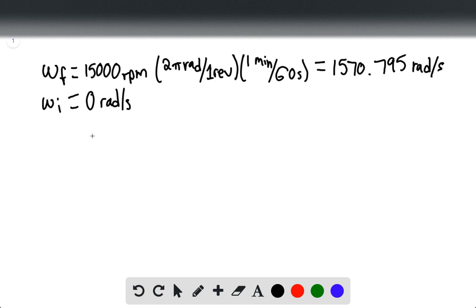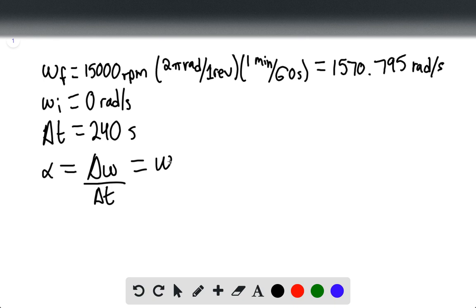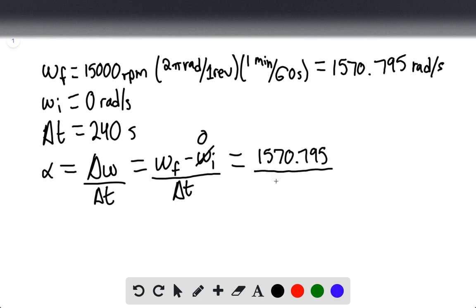We also know the delta t, the time it takes to reach 15,000 RPM. This is going to be 240 seconds. So we should first try to find the angular acceleration. This is going to be equal to delta omega over delta t, or omega final minus omega initial over delta t. We know that omega initial is going to be 0, so we have 1,570.795 divided by 240. And this is going to be equal to 6.545 radians per second squared.